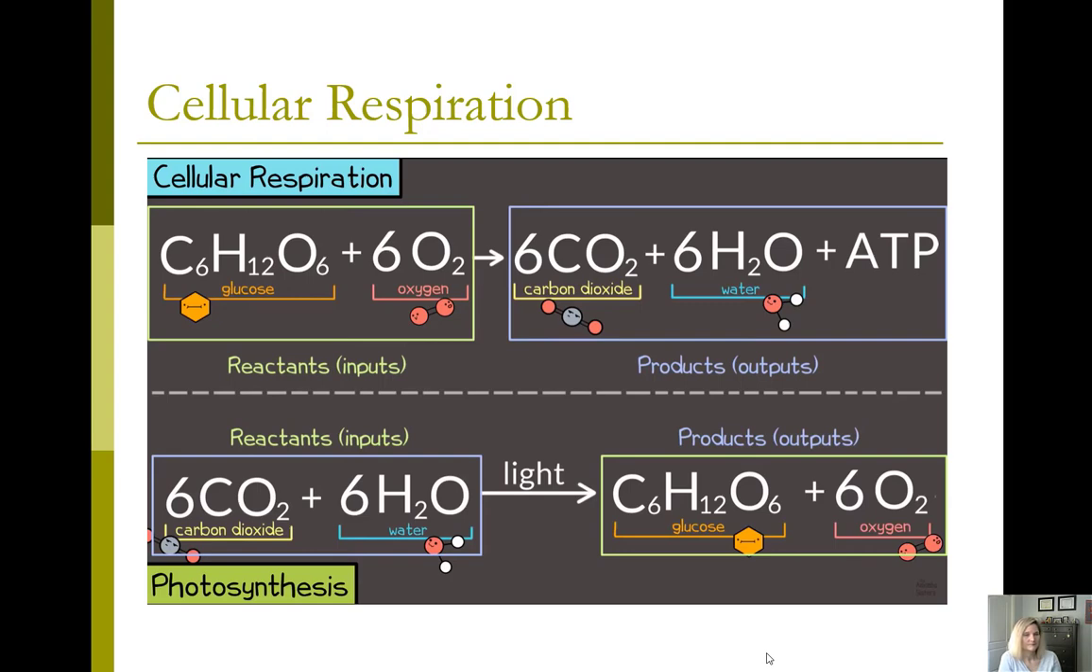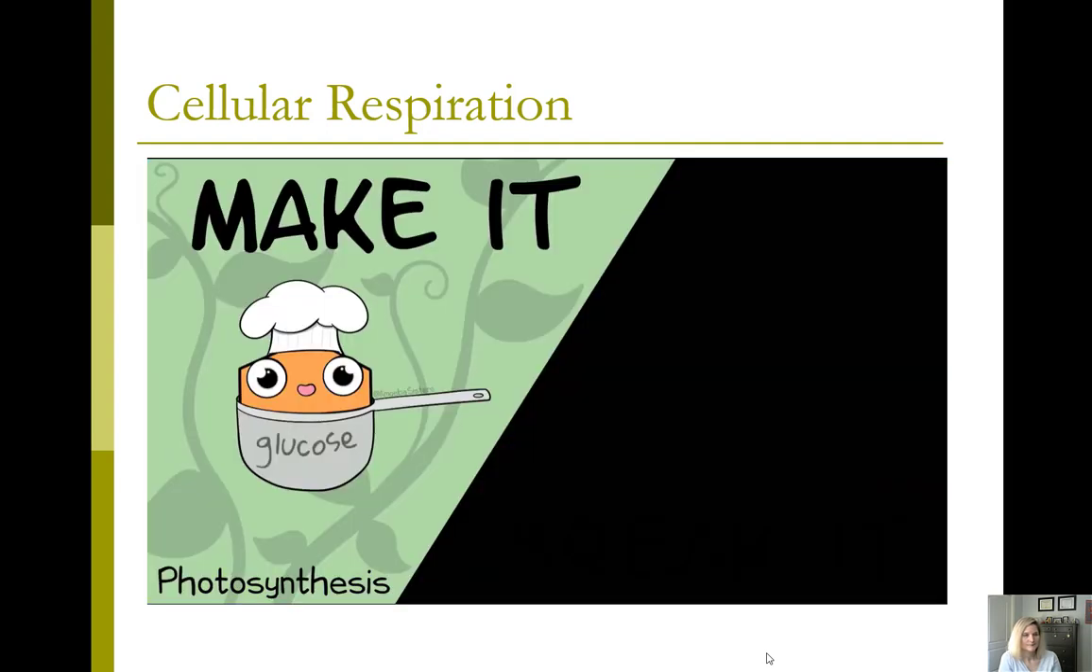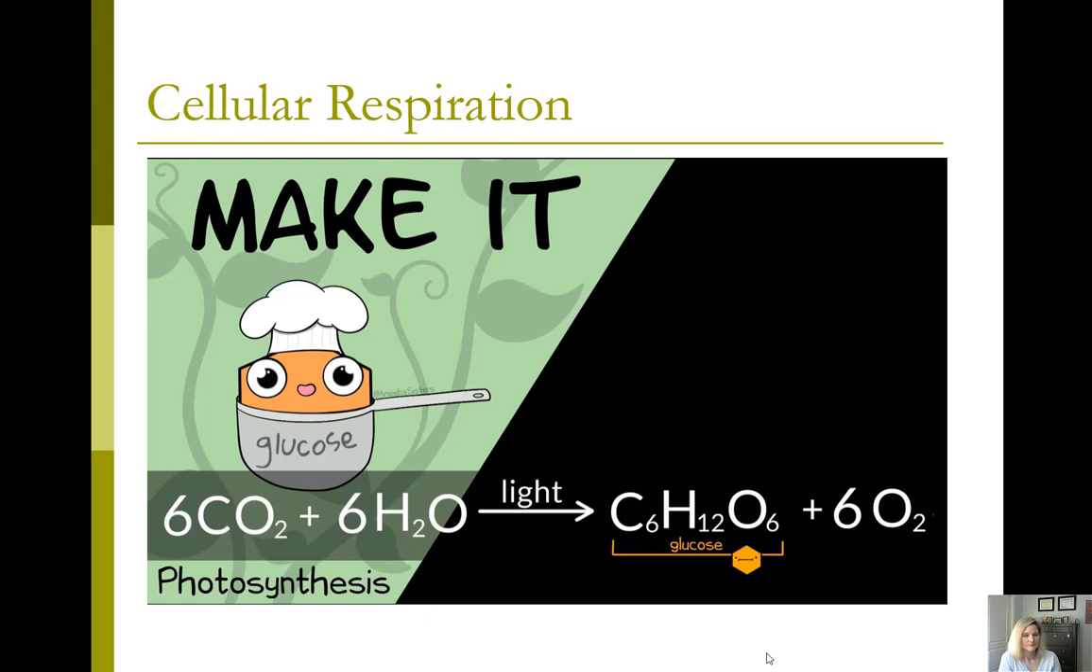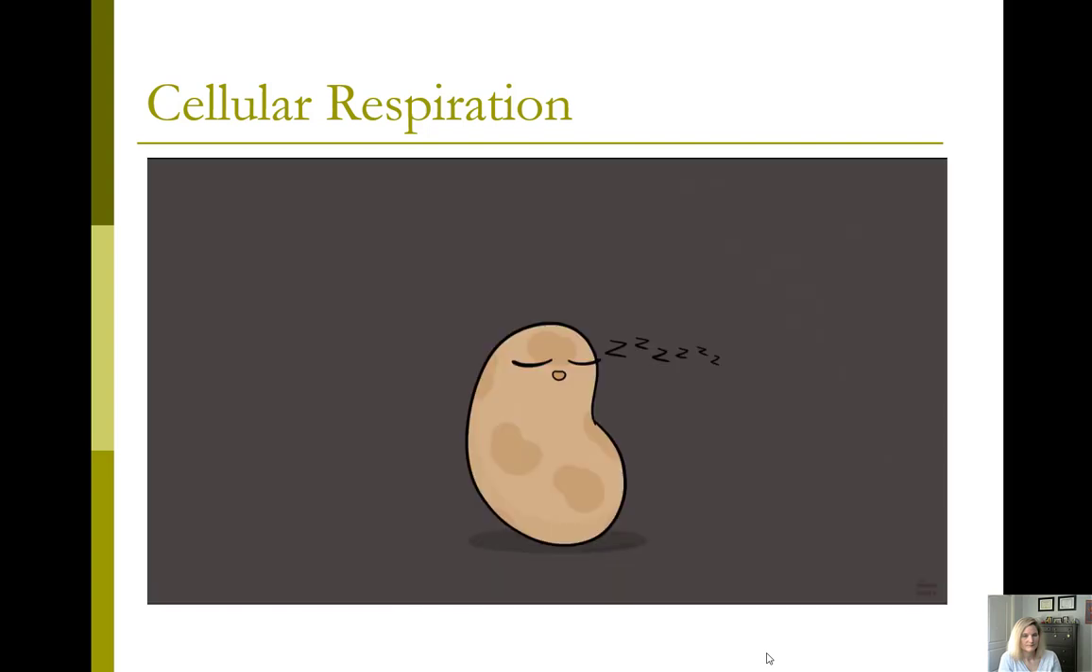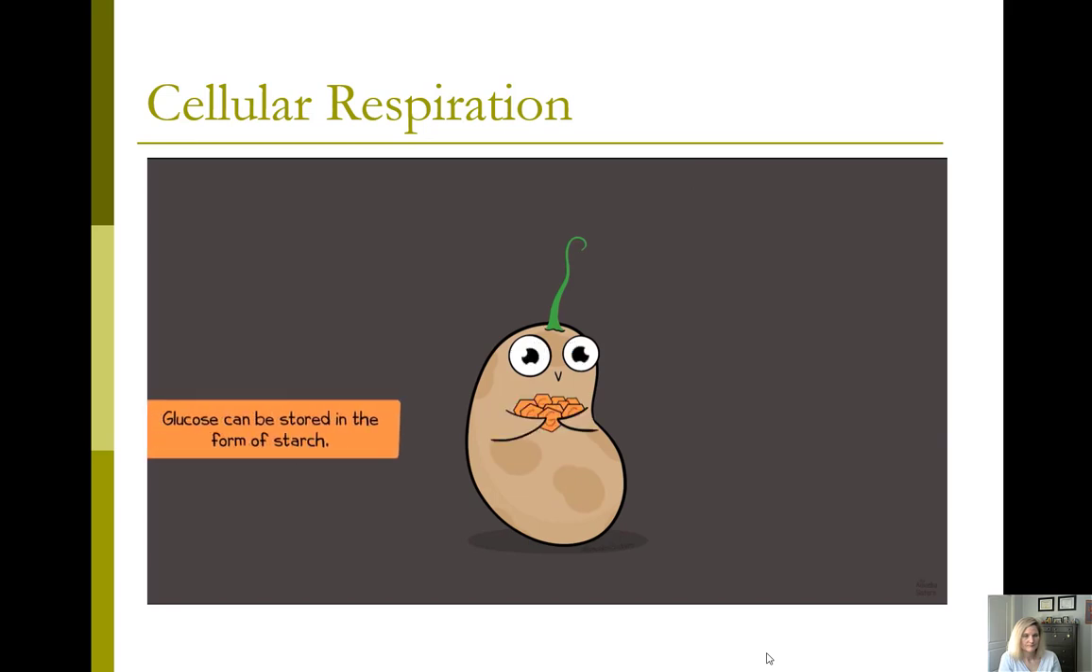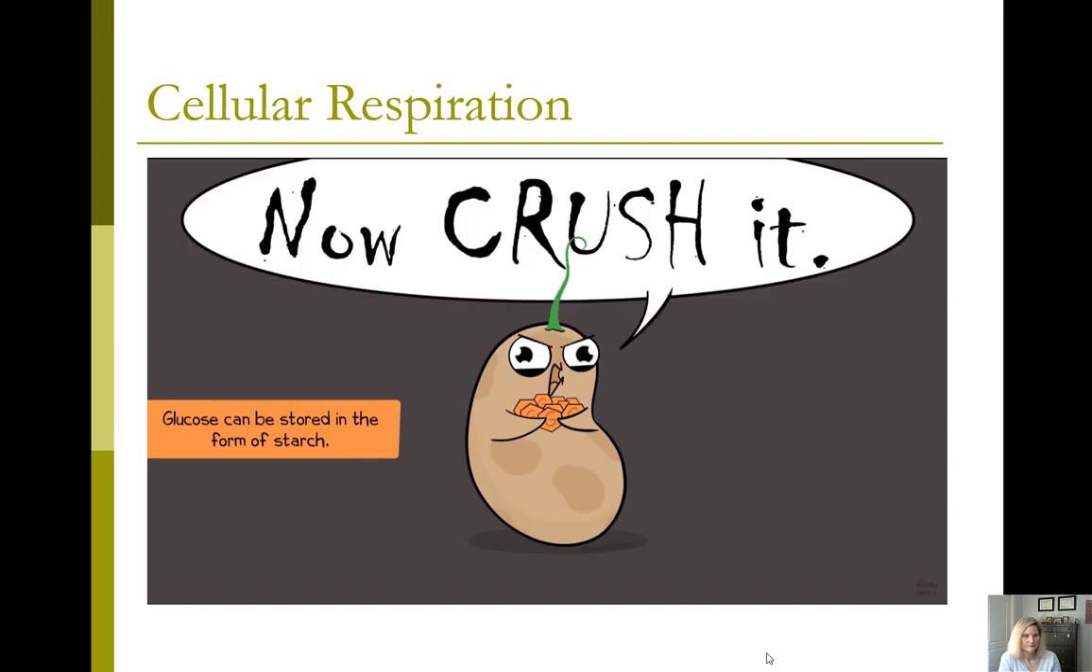In photosynthesis, organisms make glucose. Notice how glucose is a product. But in cellular respiration, organisms break the glucose down to make ATP. Fun fact, you know how when the bean seed first germinates in the ground, it isn't able to do photosynthesis yet? Yeah, the germinating bean is relying on glucose that it has stored, and it's doing cellular respiration to break it down to make ATP so it can grow.